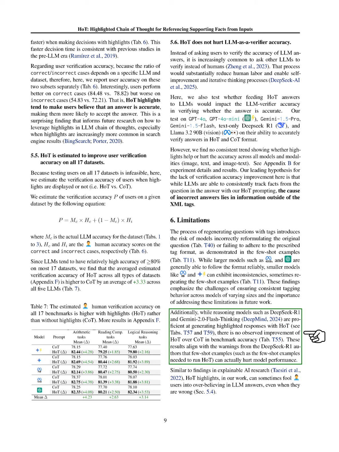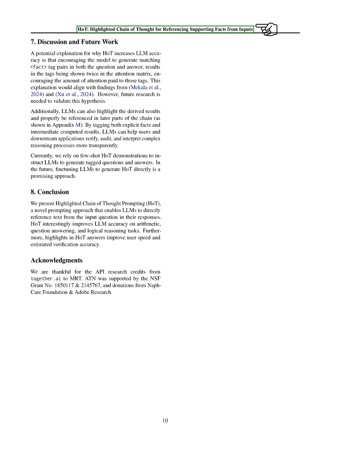Our findings suggest that HoT highlights may lead users to overtrust language model answers, even when they are incorrect. Looking ahead, we propose that HoT may enhance LLM accuracy by encouraging the generation of matching tags in both questions and answers, which could increase attention to those tags. Future research is necessary to confirm this idea. We also see potential in having language models highlight derived results and reference them in later parts of the reasoning process. By tagging both explicit facts and intermediate results, language models can assist users in verifying and understanding complex reasoning more clearly.